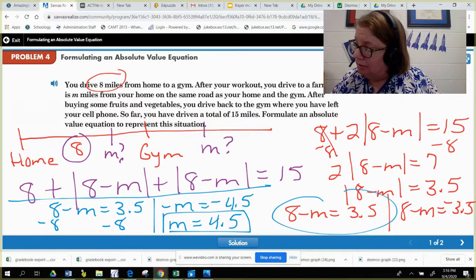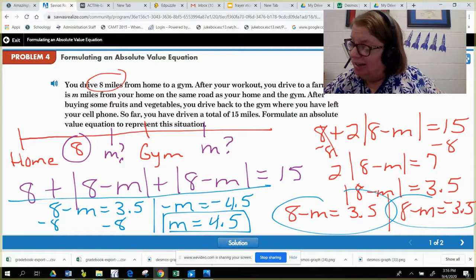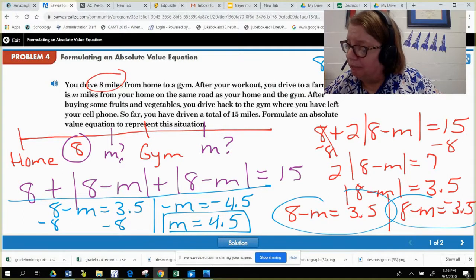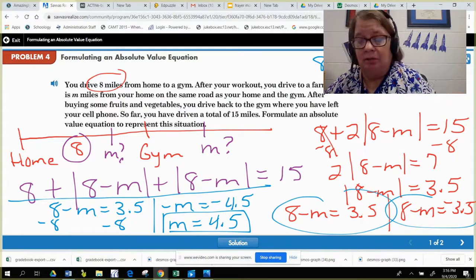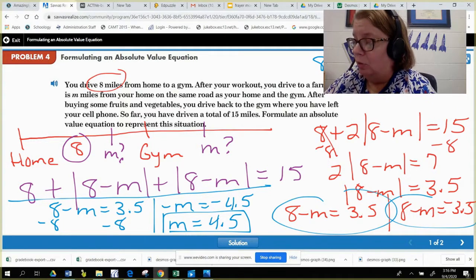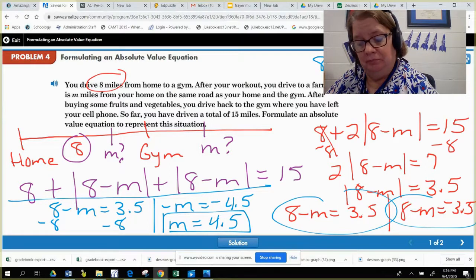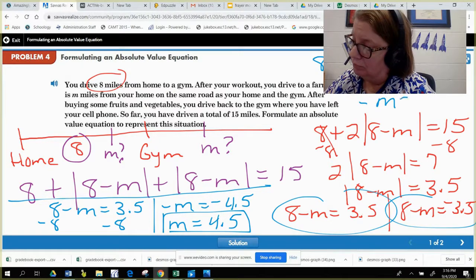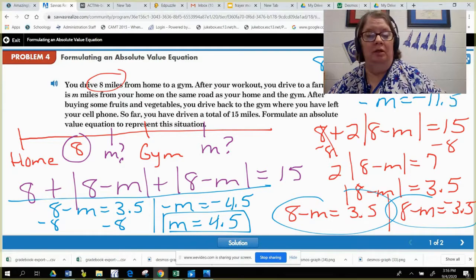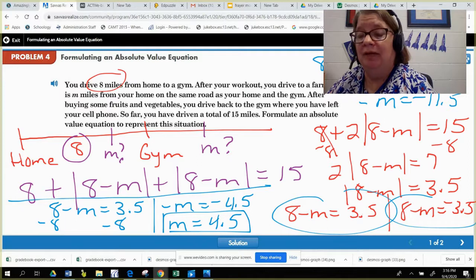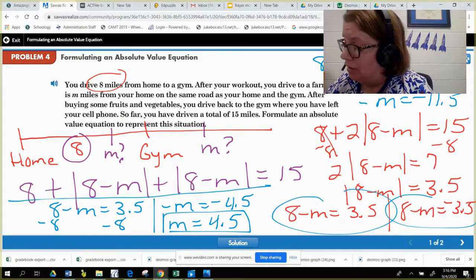That's this side. Now we've got to do this side. 8 minus m equals negative 3.5. Subtract the 8. Hey Siri. What is negative 3.5 minus 8? Negative 3.5 minus 8 is negative 11.5. Negative m equals negative 11.5. Divide both sides by negative 1 to get rid of the negative, and you have m equals 11.5.